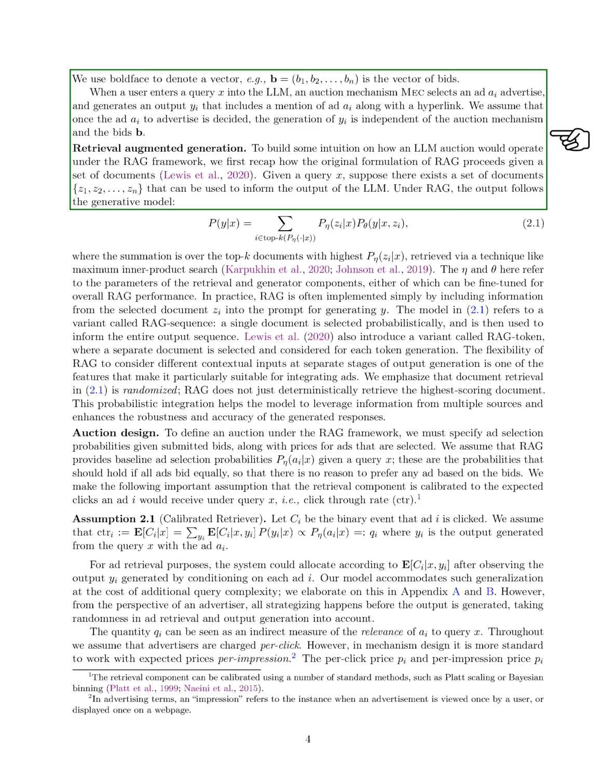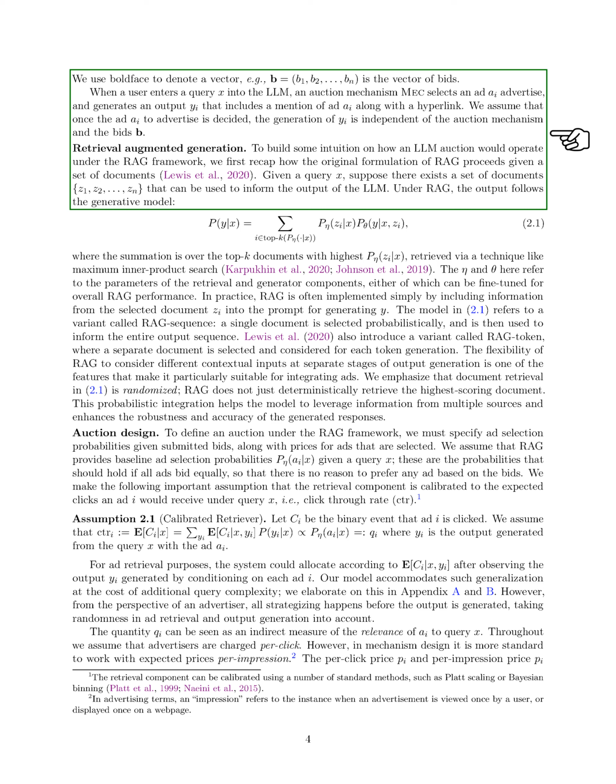When a user enters a query into the LLM, an auction mechanism selects an ad to advertise and generates an output that includes a mention of the chosen ad. The generation of the output is independent of the auction mechanism and the bids once the ad to advertise is decided. To understand how an LLM auction operates under the RAG framework, let's first look at how RAG works with a set of documents.